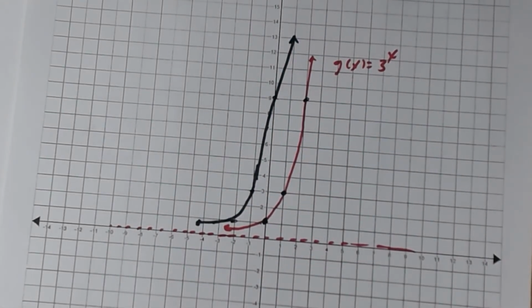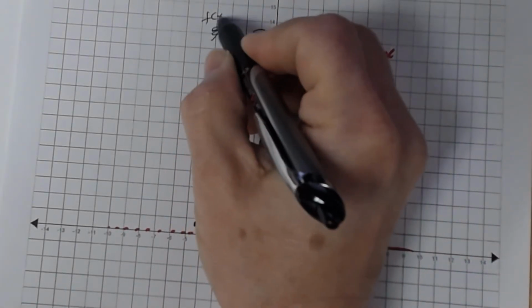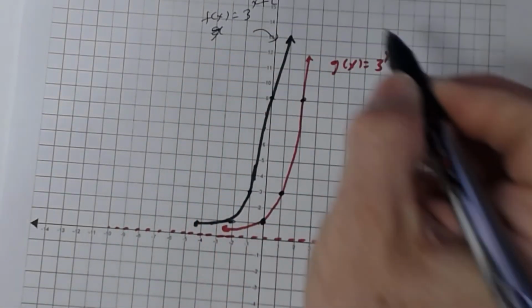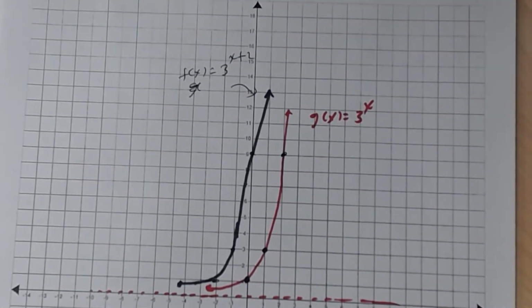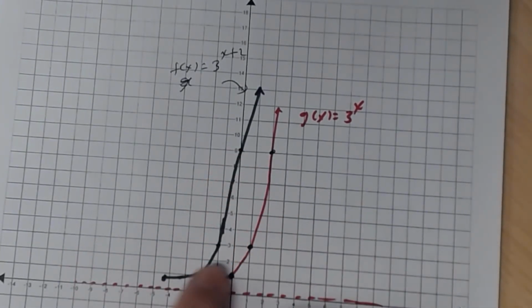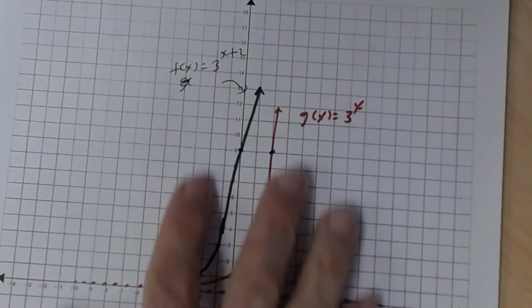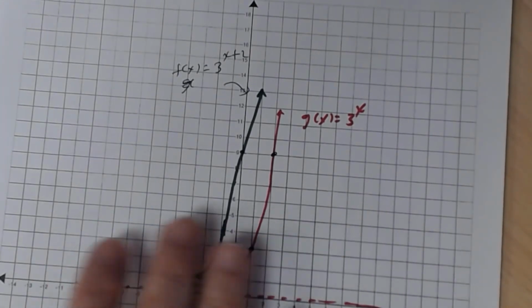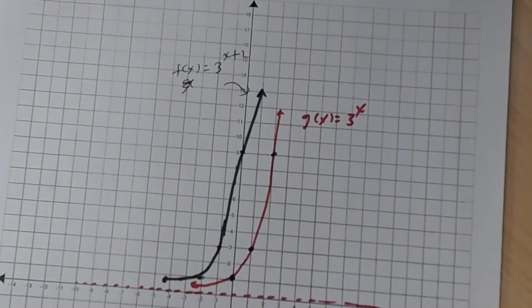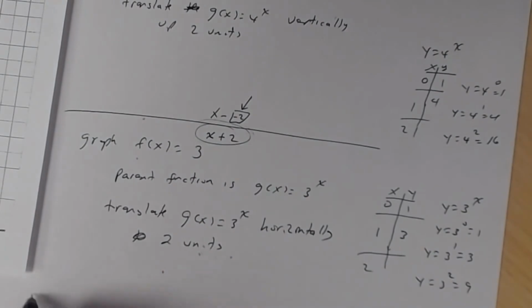Okay, and remember this right here was the graph f of x equal 3 to the x plus 2. And so let's look at this. Remember, everything's being moved to the left 2 units. All right, so the vertical translations are pretty easy to deal with. It's the horizontal translations that are a little bit more concerning for students. So remember this.